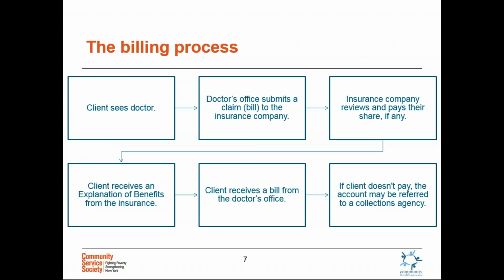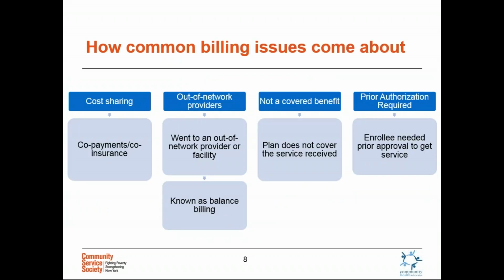Before we get into the steps taken to help your client, let's review the billing process and how bills come about. So first, the client sees the doctor. Then the doctor's office submits a claim to the insurance company. The insurance company reviews and pays their share, if any. The client receives an explanation of benefits from the insurance. Then the client receives the bill from the doctor's office. If the client doesn't pay the bill, the account may be referred to a collections agency.